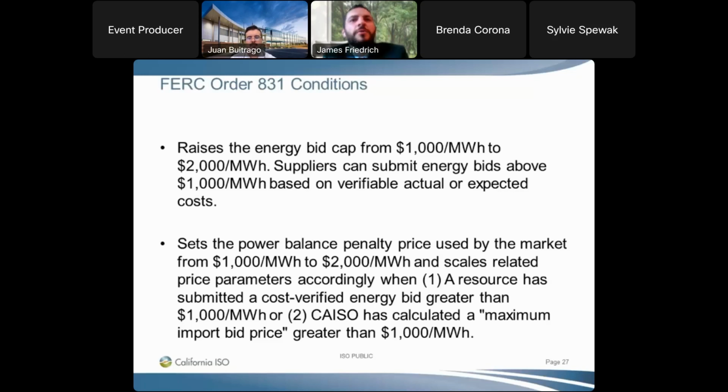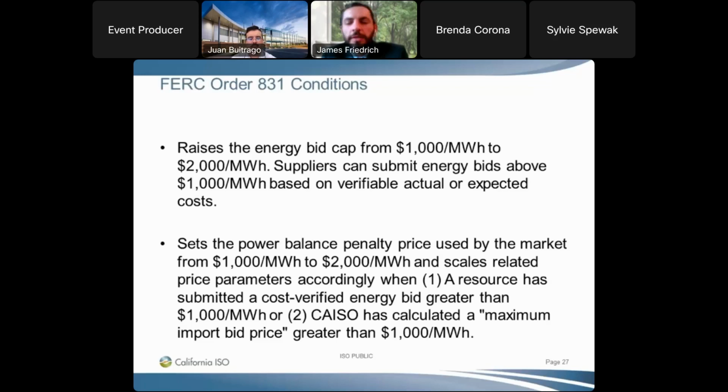Yeah, thanks. I hadn't really thought of that, but that's interesting. I've definitely thought of the opposite, where you can have cost verified bids that are above $1,000 in situations when there's not scarcity, potentially. For example, if you have something crazy happening in the gas market. But I guess the flip side is true too. That's interesting.